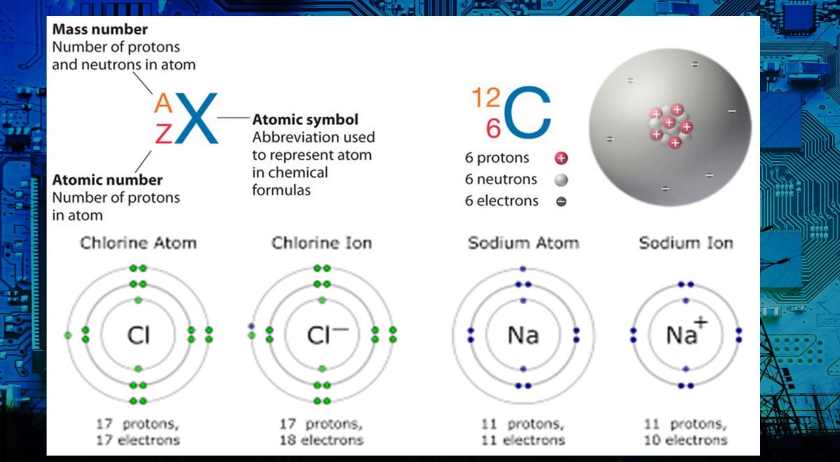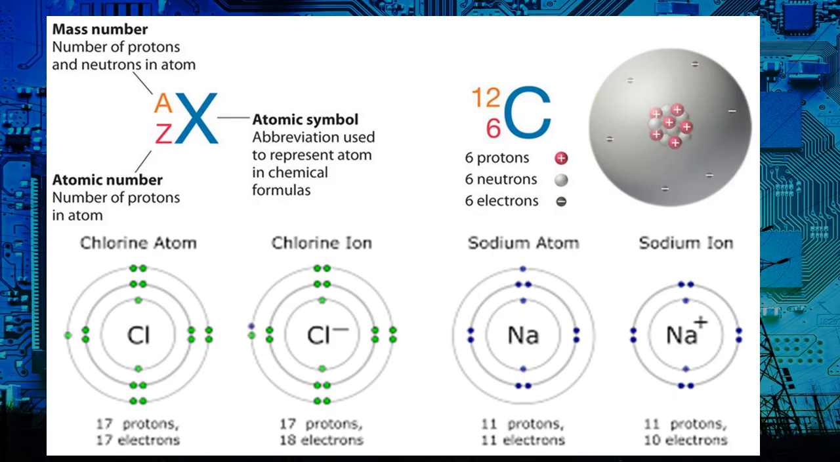Let's look at the chlorine atom here. Chlorine is an atom of the chlorine element. When that one atom of chlorine gains electrons, it becomes an anion. All atoms that gain electrons are anions, negatively charged ions. All elements that donate or lose electrons become positively charged ions.